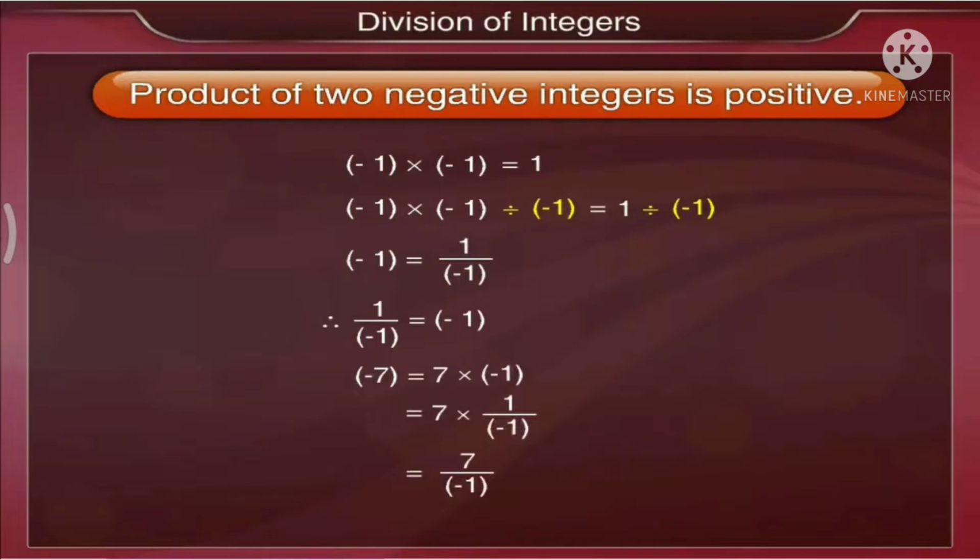Clear? From this we can say that any number, for example 7, can be represented as 7 multiplied by minus 1 equal to 7 multiplied by 1 upon minus 1. That is, you will get 7 upon minus 1. Clear students? So by using this property, let us now understand how to divide a positive integer by a negative integer.